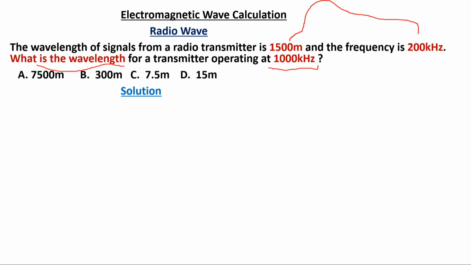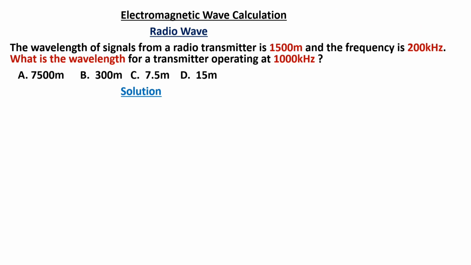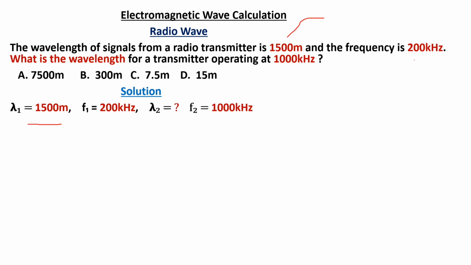We can see the following options given before us. All we need to take note of is that we need a formula that shows the relationship between wavelength and frequency for us to be able to determine this second wavelength. First, we need to state out the parameters given in the question. We're given the first wavelength to be 1500, and the first frequency to be 200. Then the second wavelength is what we are asked to calculate. The second wavelength is not given, while the second frequency is given to be 1000. So we need a formula that relates wavelength and frequency together.